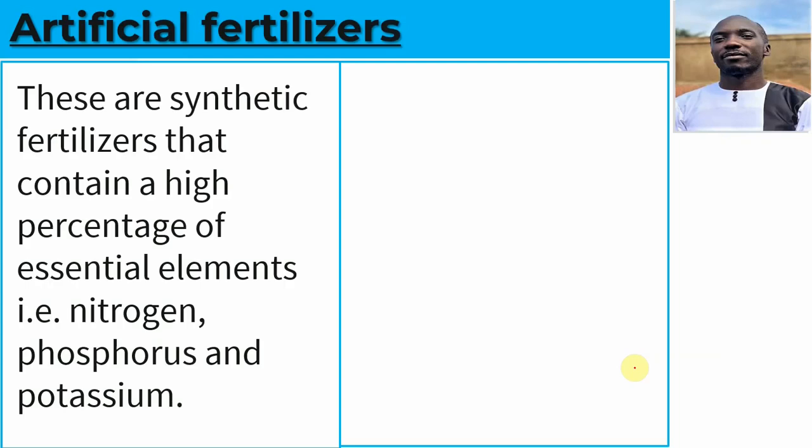These are synthetic fertilizers, like I said, that contain a high percentage of essential elements. When we talk of synthetic, this is saying that these are man-made. These fertilizers are made in the industries. They are manufactured, and those specific essential elements are put in such fertilizers. Once again, the essential elements are nitrogen, phosphorus, and potassium. We have other elements that come in, but they are not all that essential; the main ones are those three.